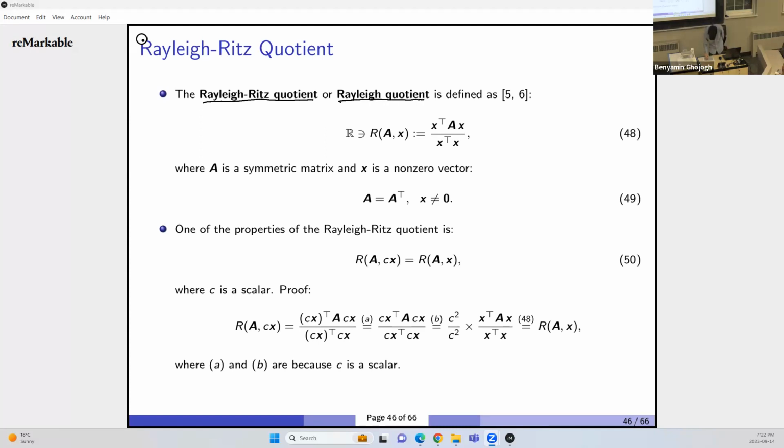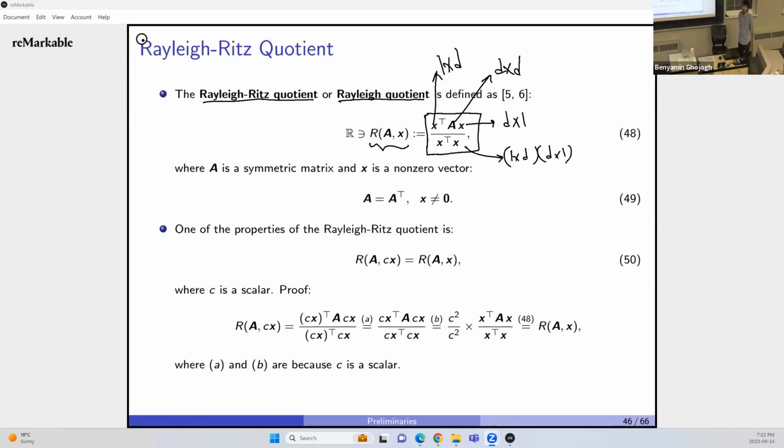It's this. I define R of A and X. A is a matrix, X is a vector. The Rayleigh-Ritz quotient is a scalar: X transpose AX over X transpose X. As you see, the numerator is a scalar. Why? X is d by 1, A is d by d, X transpose is 1 by d. 1 by d times d by d times d by 1 becomes 1 by 1. Right? The numerator is a scalar. Likewise, the denominator is a scalar because it is 1 by d times d by 1.